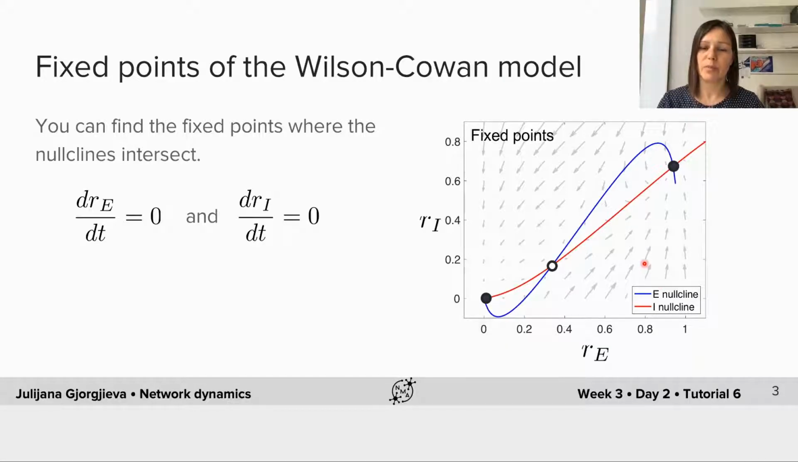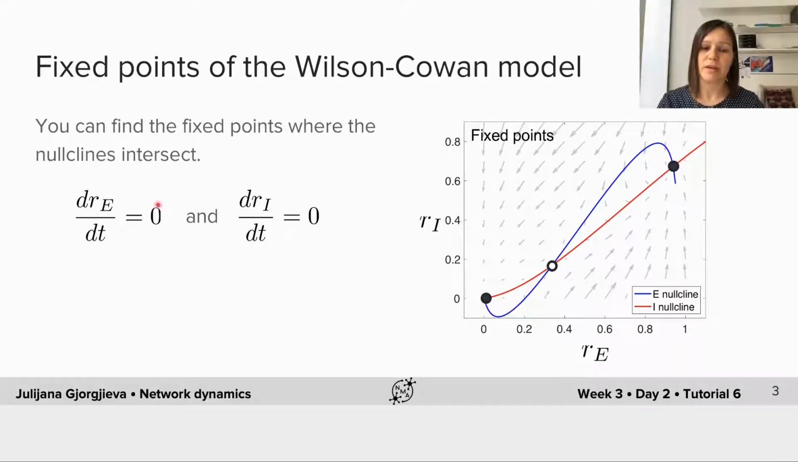Now, to determine the fixed points in a graphical way, we remember what we learned about the null lines. Remember that the excitatory and the inhibitory null lines, shown here in red and blue, denote the set of points in the phase plane where either one or the other population does not change. The E null line in blue was the set of points where the excitatory activity does not change, and similarly for the inhibitory null line.